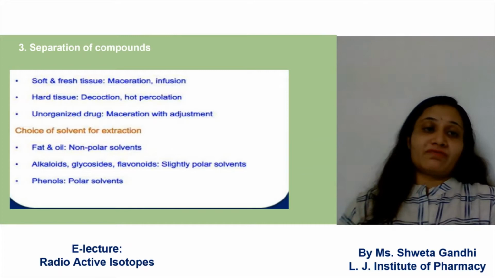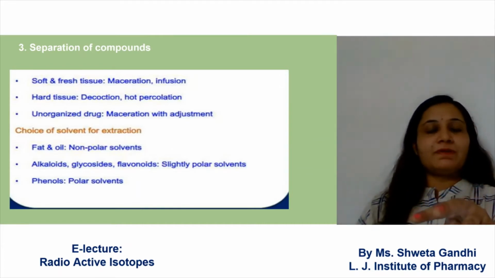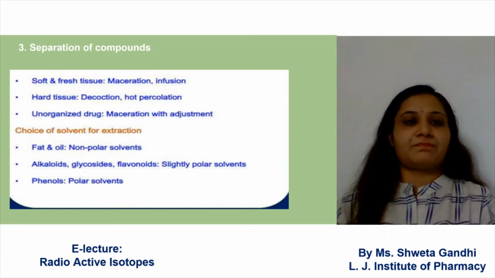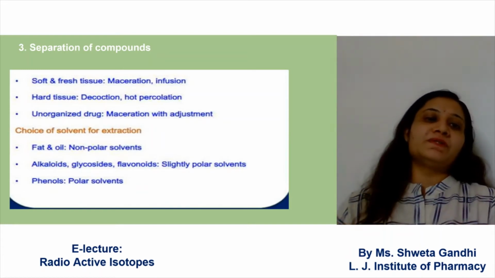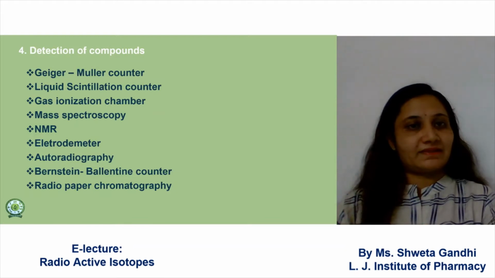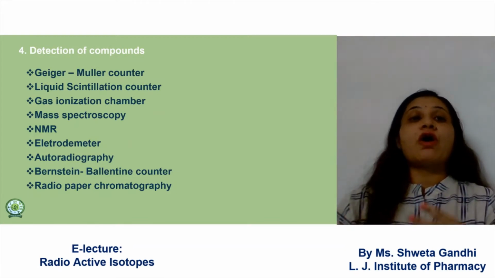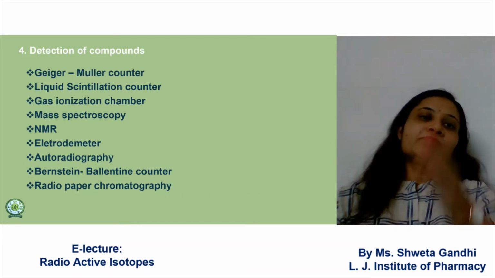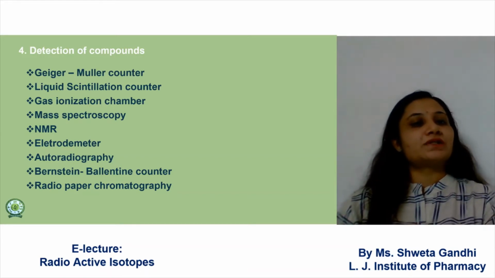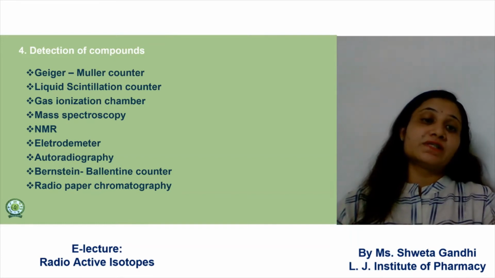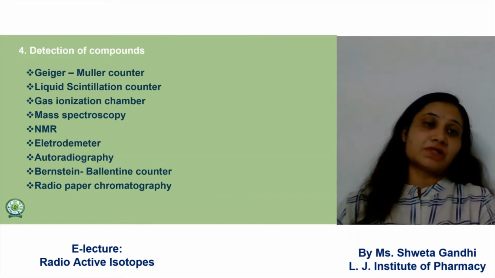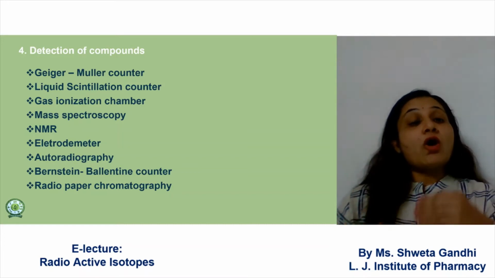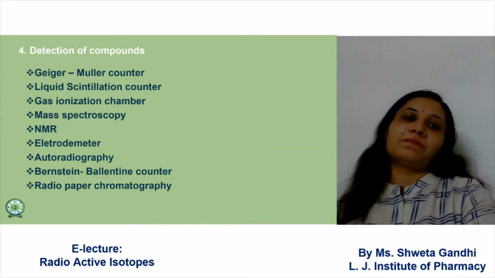Now, the third step, introduction of the label. Preparation of the label is done. Introduction of the label is done. Now, the separation of the compound, which may depend on different extraction methods. The fourth one is detection. How to detect? In this, the detectors play a very important role. The various detectors which can be used are Geiger-Muller counters, liquid scintillation counter, gas ionization, mass spectroscopy, NMR, electrometer, autoradiography, and radio paper chromatography.